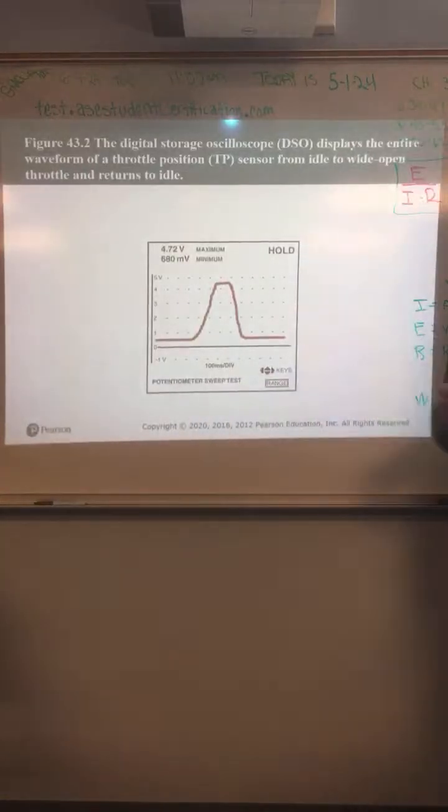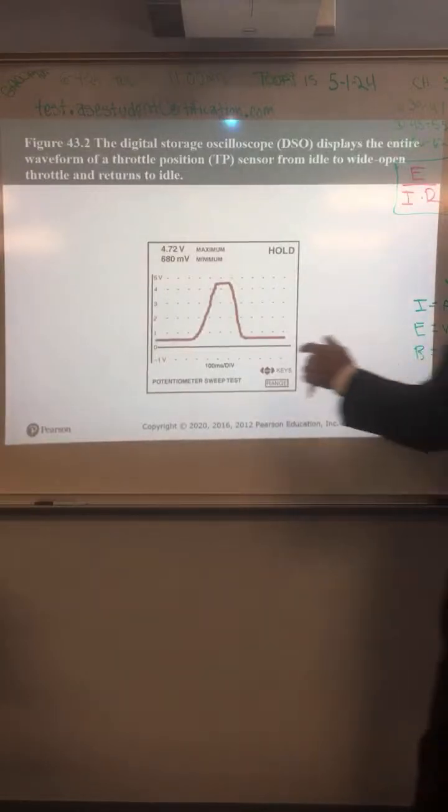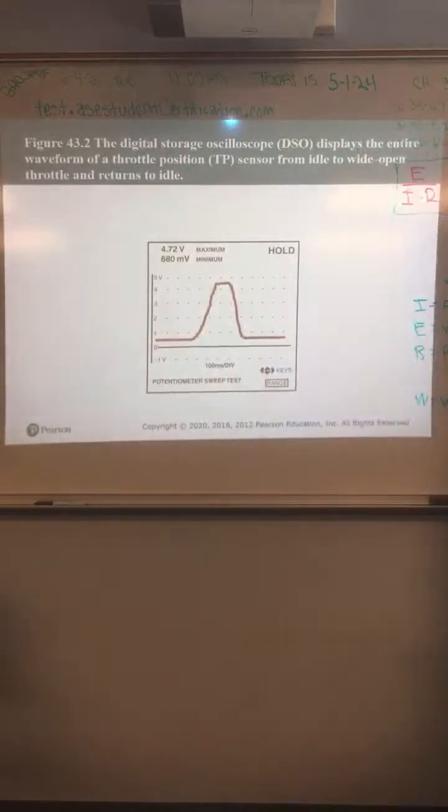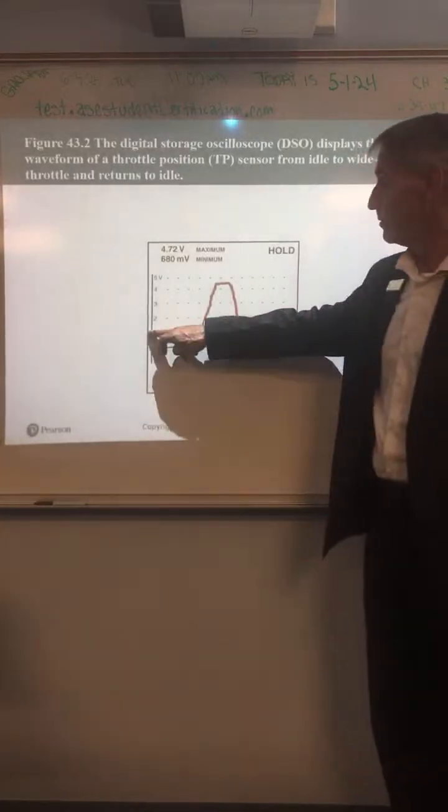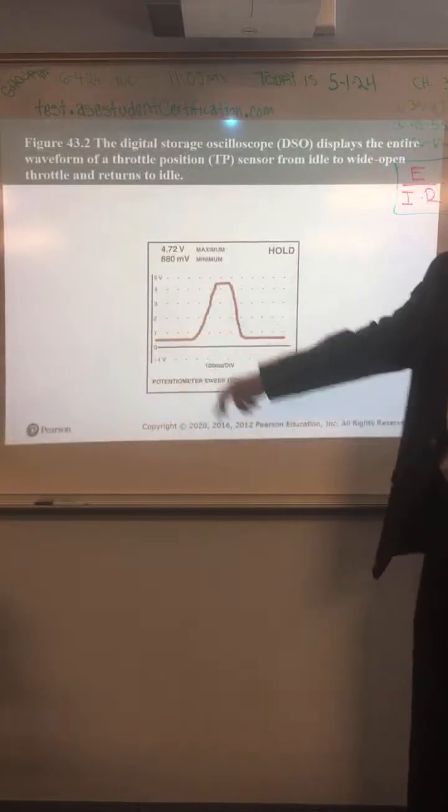Remember we talked about throttle position sensor voltage? What is it normally at idle? We've talked about this many times. Anybody remember? Right, 0.5 volts. Half a volt. What does this say? Half a volt. If this is 0 and this is 1 volt, where does it start at?